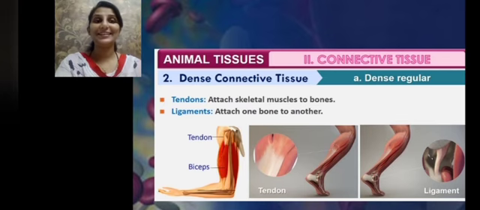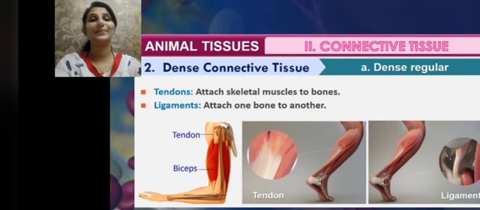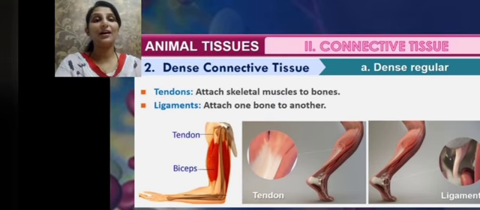What are tendons? They are dense regular connective tissue which attach a skeletal muscle to a bone. A skeletal muscle which is connected to a bone, this connection is done with the help of a tendon. And ligaments are connective tissues which connect one bone to another bone. So bone to bone are connected by means of ligaments, and bone to skeletal muscles are connected by means of tendons.